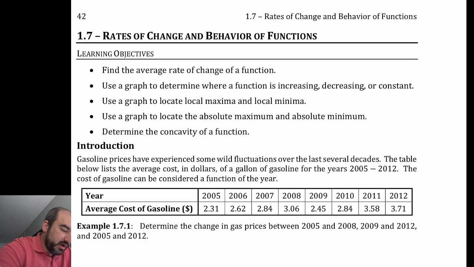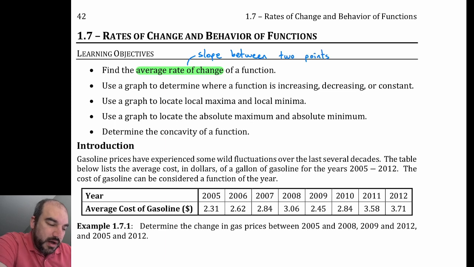In 1.7, we're going to learn how to find the average rate of change of a function, which is kind of like the slope of a function. So we'll do a little slope between 2 points. If we know how to do slope, we should know how to do average rate of change over an interval. And then we're going to do a lot of stuff with the graph of a function.